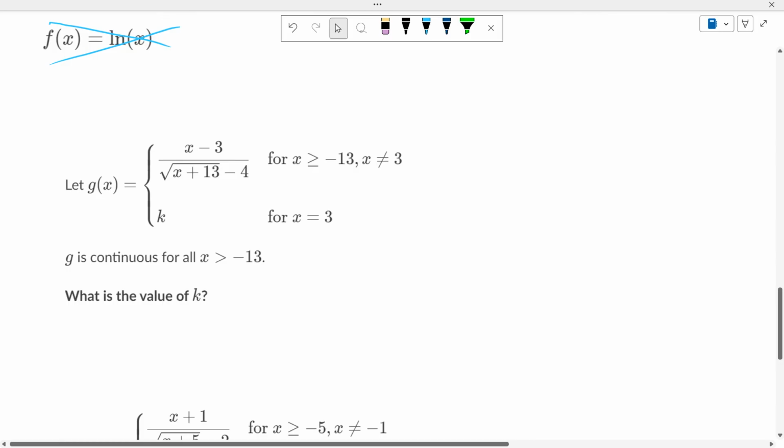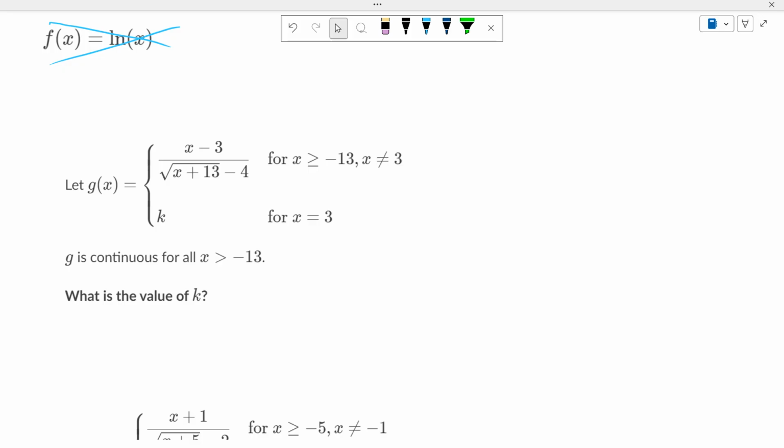Okay, finding the value of k. What would make this continuous here? When we put in a 3 here, 3 plus 13 is 16. The square root of 16 is 4. 4 minus 4 is 0. So you get 0 over 0, which makes a hole in the graph. So what would k have to be to get rid of that hole?